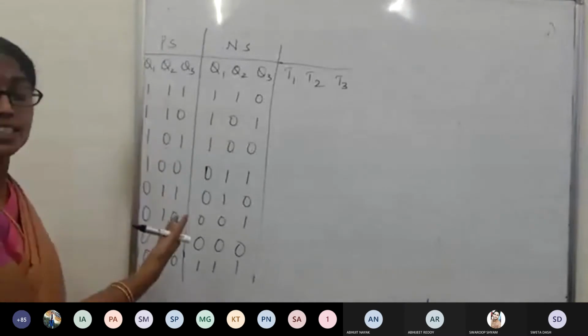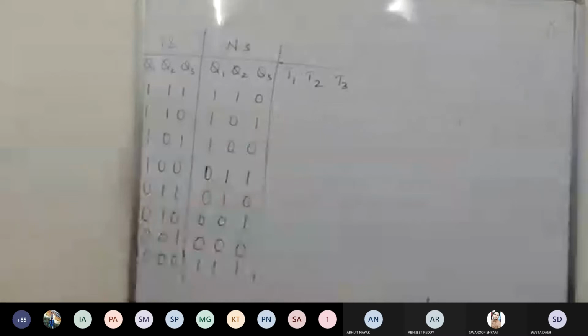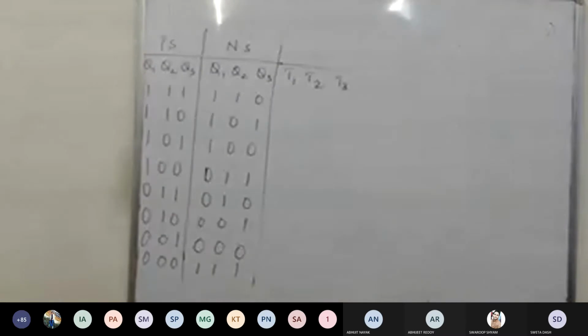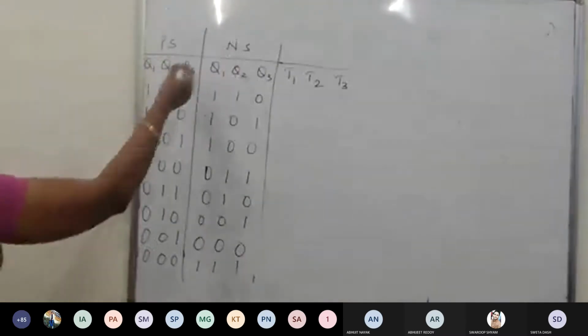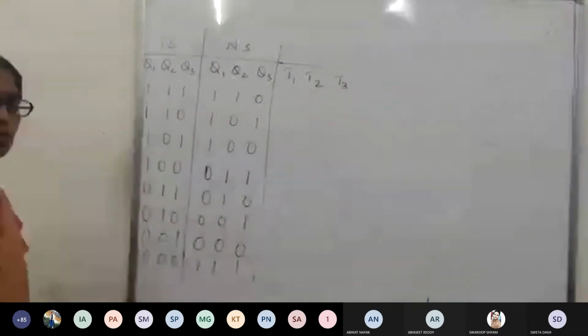So we observe and see, right? Now just try to fill up this. What is there in that? So present state, next state. So Q1, Q2. So accordingly T1, T2, T3 will be there and draw the sequential circuit.